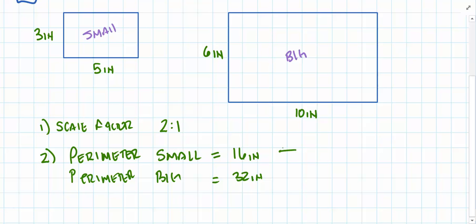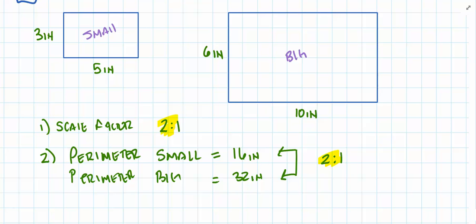What do you notice about the ratio of their perimeters? The ratio is also 2 to 1. See that? So I had a scale factor of 2 to 1. The perimeters are also in a ratio of 2 to 1. You guys see that? Okay.